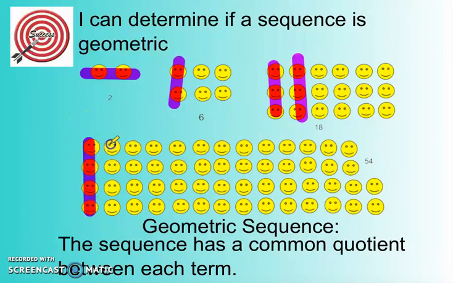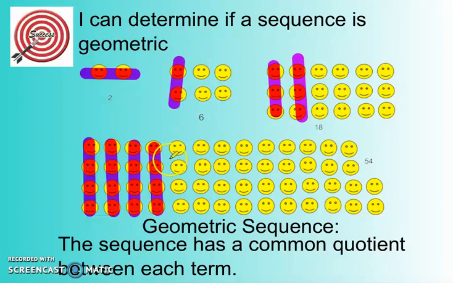And then if I take 18 of these, I noticed that there are also 3 of those groups. There's 3 18s in 54.